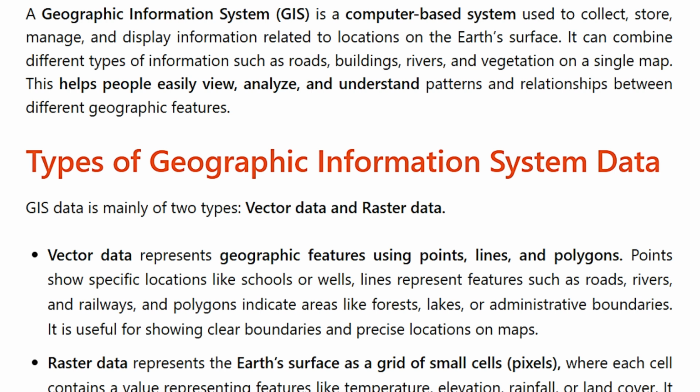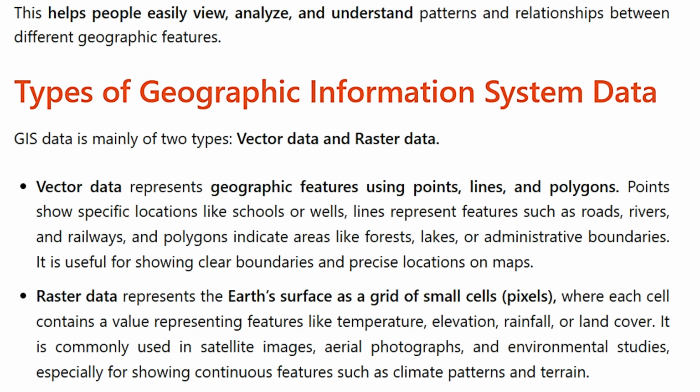Types of Geographic Information System data. GIS data is mainly of two types, vector data and raster data. Vector data represents geographic features using points, lines, and polygons. Points show specific locations like schools or wells, lines represent features such as roads, rivers, and railways, and polygons indicate areas like forests, lakes, or administrative boundaries. It is useful for showing clear boundaries and precise locations on maps.